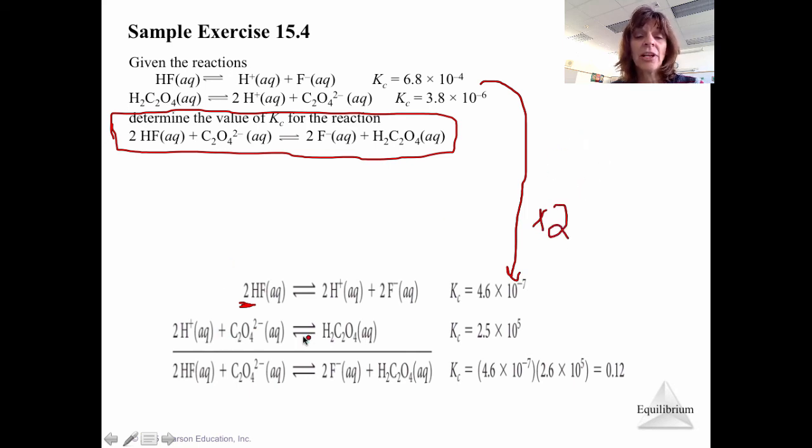The second reaction had to be reversed so that the HFs could cancel out and you'd get oxalic acid as a product, which is where you want it. So for this one, you had to invert it, and you get 2.5 times 10 to the 5th. Once you have that figured out, you just multiply them together and you get your answer of 0.21.